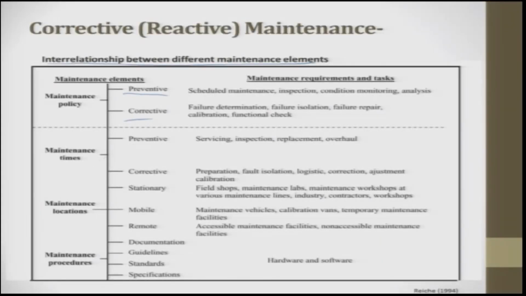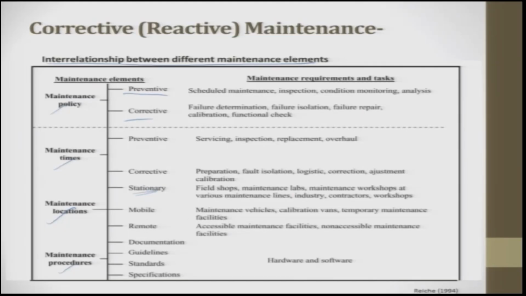So, the maintenance elements can be policy, time, location and procedure. Maintenance time is preventive: servicing, inspection, replacement and overhauling. Corrective can be preparation, failure isolation, logistics, correction, adjustment and calibration. It can be stationary, that means field shops and maintenance labs, they all can be part of it. Okay. Then maintenance location, it can be mobile, it can be remote.